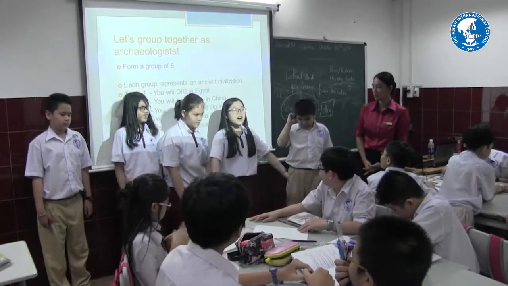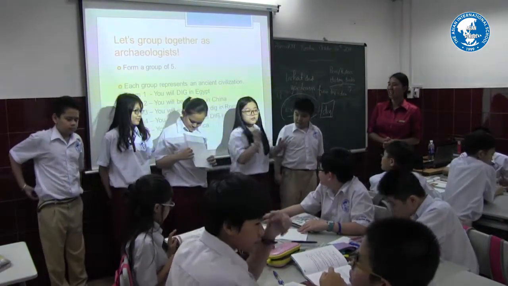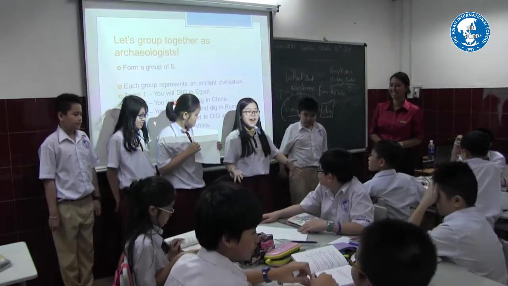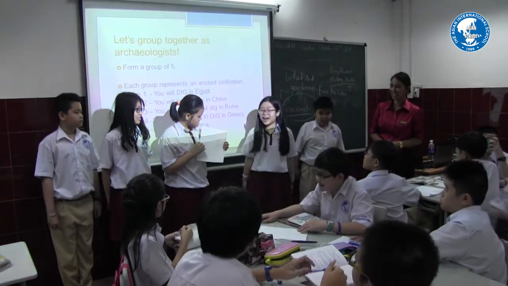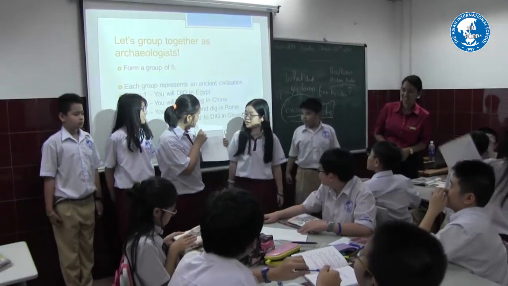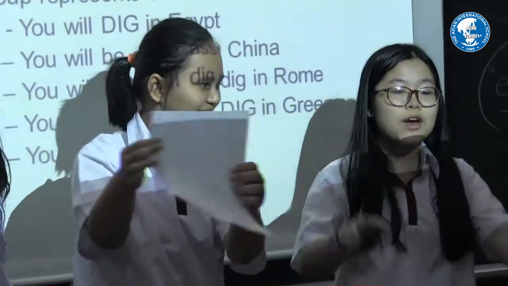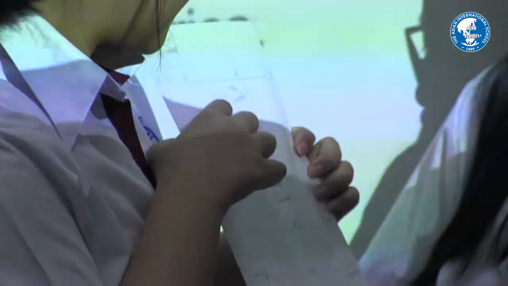Good morning, everyone. My group is group 1, and we are the group of archaeologists finding evidence about ancient Egypt. And here are some artifacts that we have. This is a statue of Muhammad. This is the King of Babylon. And we found it in area number 1. Area number 1, very good.